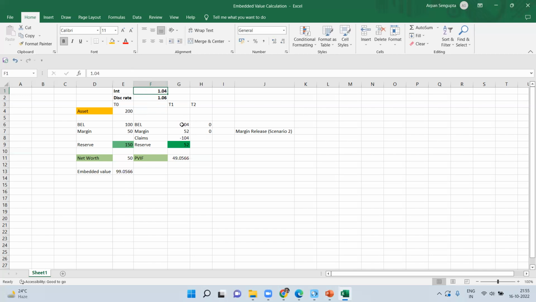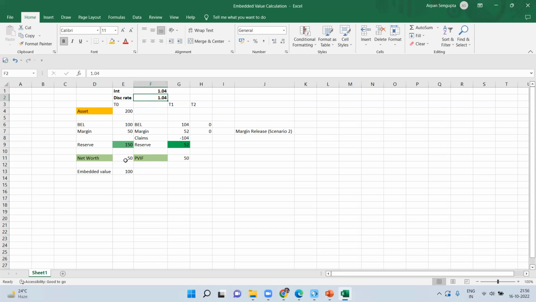Because this reduces, the margin reduces. The second factor here is that we are discounting it at a higher rate, which is 1.06, instead of discounting it at 1.04. So the PVIF would decrease, and hence the embedded value would decrease. So how is the interplay happening? If the interest rate is equal to the discount rate, if it is 1.04 and it is also 1.04, then the margin that we are expected to release at T1, at the point of time when we are calculating the embedded value, the same margin would be released here.